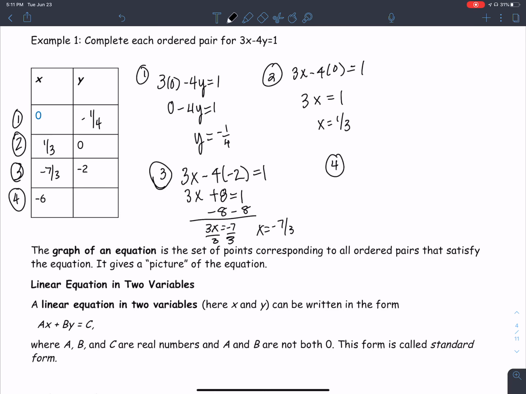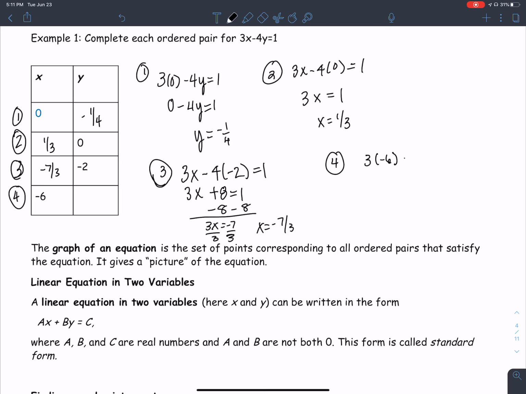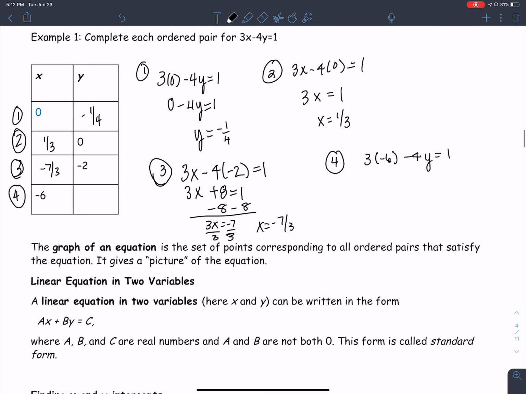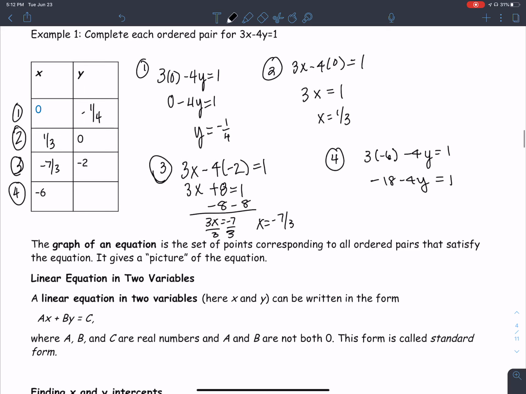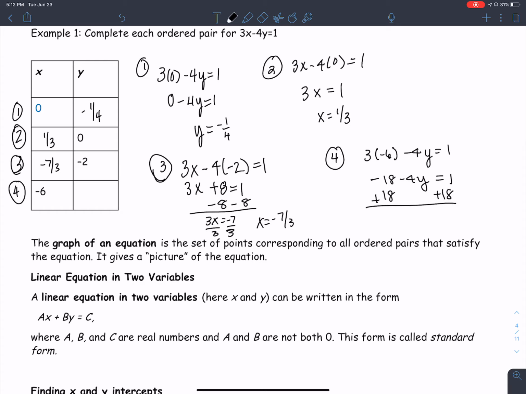So for number 4, -6 is x, so 3 times -6 minus 4y equals 1, -18 minus 4y equals 1. I've got another two-step equation here. So we're going to add 18, and I get -4y equals 19, divide by -4, so y equals -19/4. Okay? All right. So that's how you use a table to plug and chug. We'll use that throughout 111. It's important you know how to use a table, because as your math career goes on, you're going to use them.